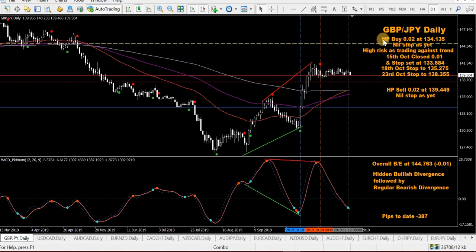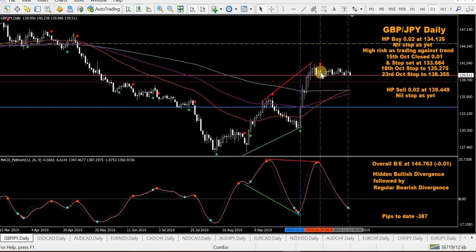I try to keep these in some chronological order. So you see HP buy, that'll be this one here. Nil stop as yet, high risk trading against trend. You can read all my notes. Then you can see 15th of October, close 001 and stop set, 18th of October, move stop, 23rd of October, move stop. The stop is signified by these red dotted lines.